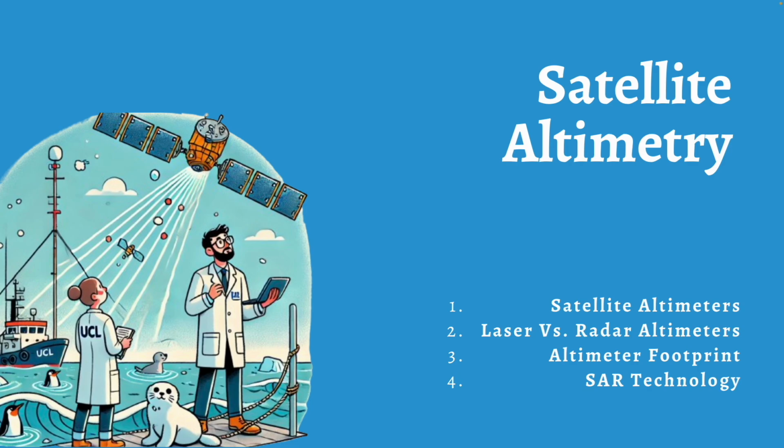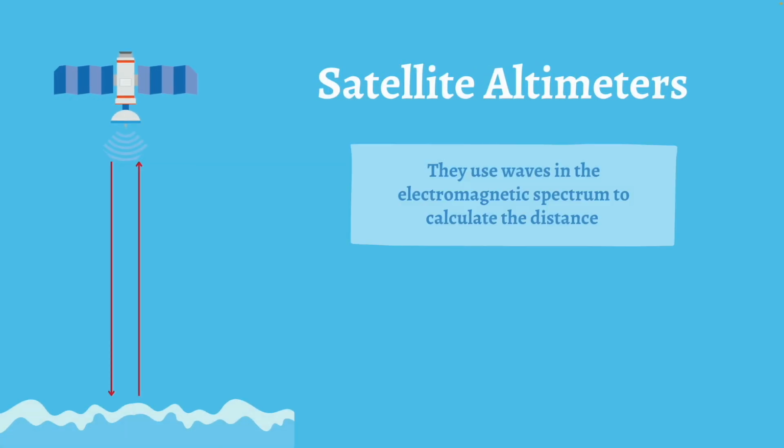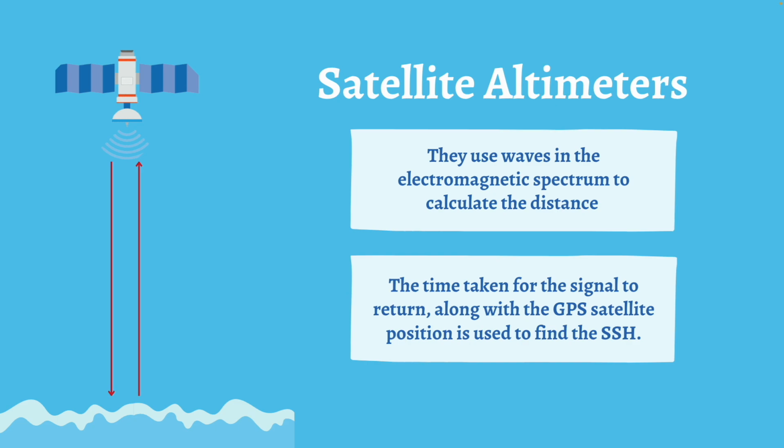Next, we will focus on the use of satellite altimetry to measure, track, and predict sea level rise. Many satellites in orbit use altimeters, such as ICESat-2, CryoSat-2, and Sentinel-6. Satellite altimeters use waves in the electromagnetic spectrum to calculate distance, and therefore the sea surface height can be found. There are several types in use, but they all use the same principles.